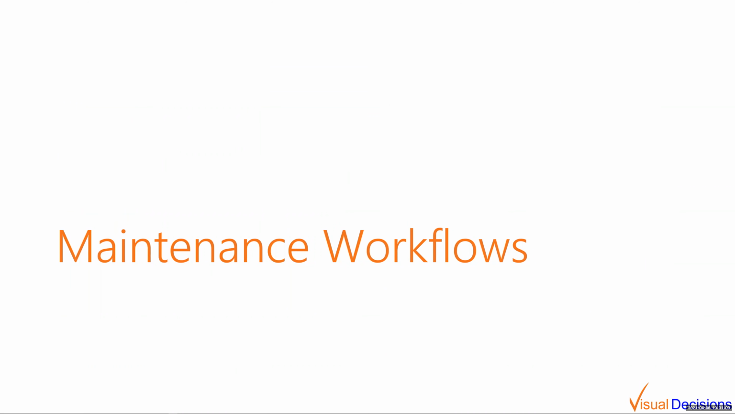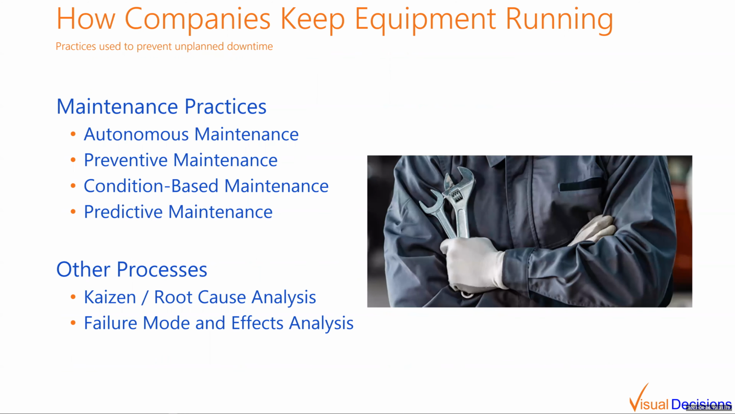Different maintenance workflows that you can put in place, and looking at how companies keep equipment running. So you have various maintenance practices: autonomous maintenance as part of TPM, preventive maintenance, also part of TPM, condition-based maintenance, predictive maintenance, then tying in those Kaizens and FMEAs and so forth into this as well.